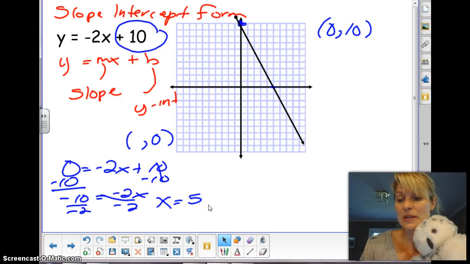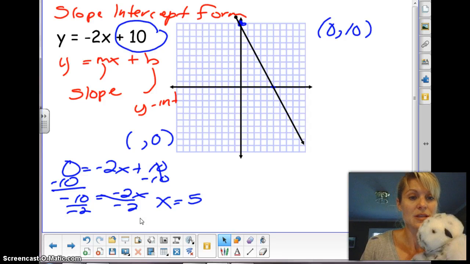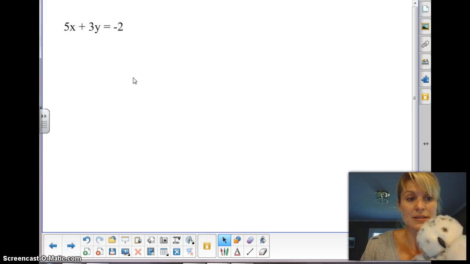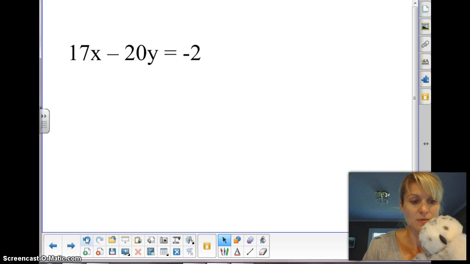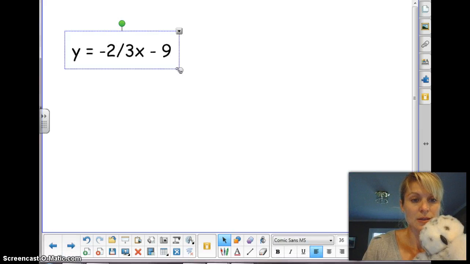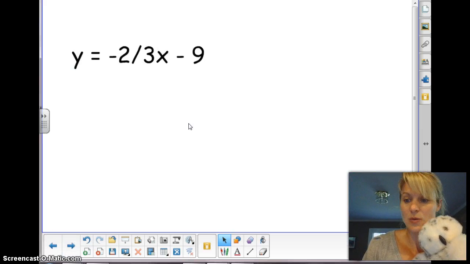Okay? We're going to be spending a little bit more time on this in class tomorrow, right, Owl? So I want you to do these next couple of problems and then you're done. So look at this equation and answer the question. Look at this equation and answer the question. Should I make it bigger? There we go. And look at this equation and answer the question.